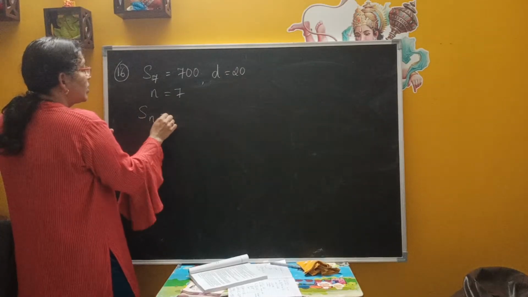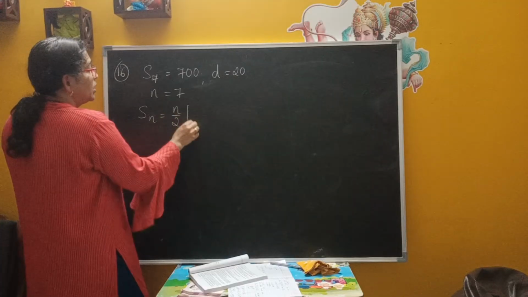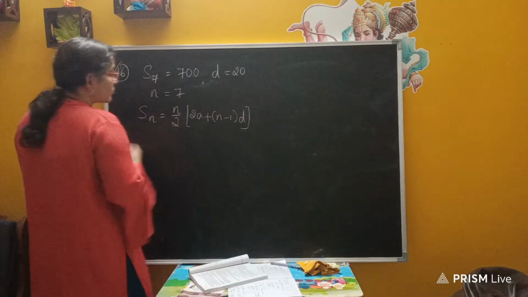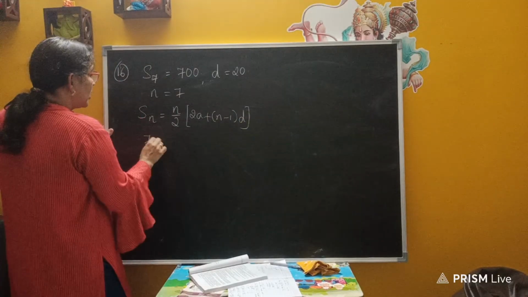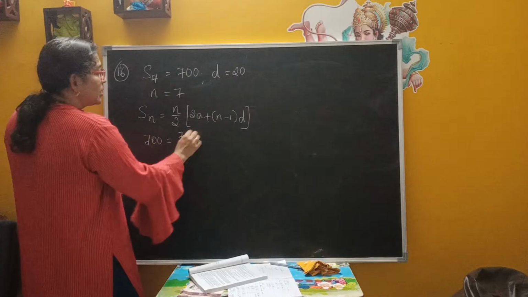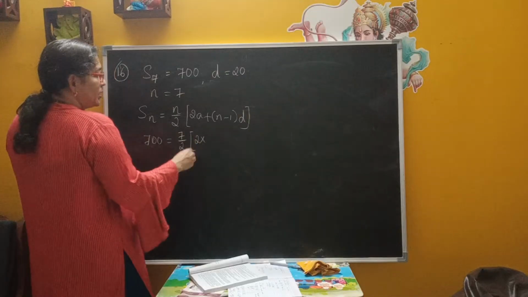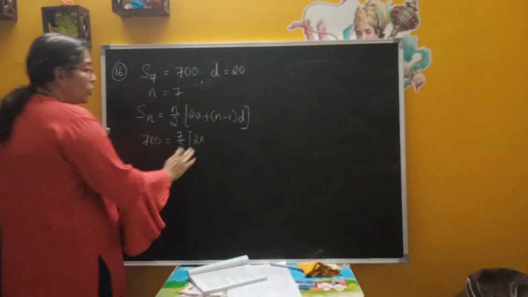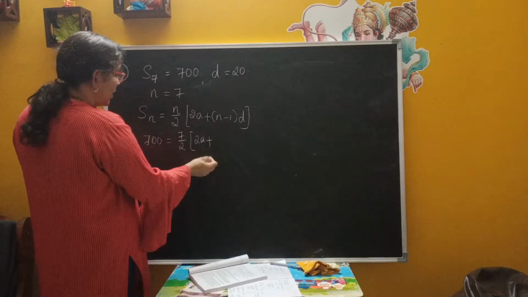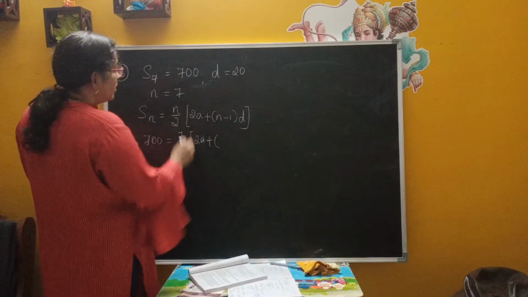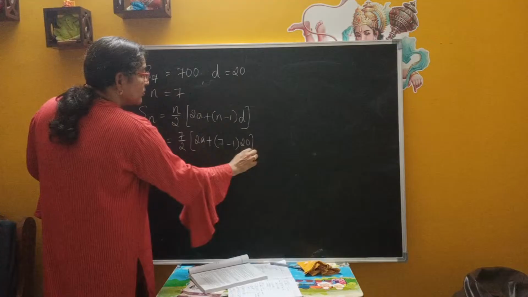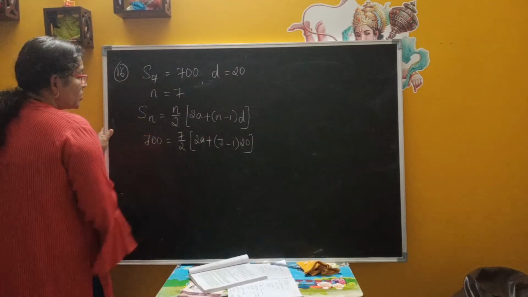So, let us find the value. Sn is equal to, what is the formula? n by 2 into 2a plus (n minus 1) into d. S7 is 700. So 700 is equal to 7 by 2 into 2a plus (n minus 1) into d. Do we know the value of a? We don't know. n minus 1: n is 7, minus 1. d is 20.